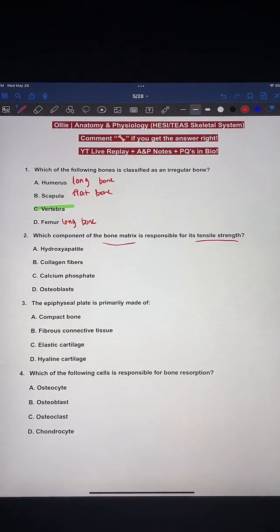But also, we're going to be doing the skeletal system today for HESI and TEAS and undergraduate anatomy and physiology. Tomorrow we'll be doing the integumentary system.